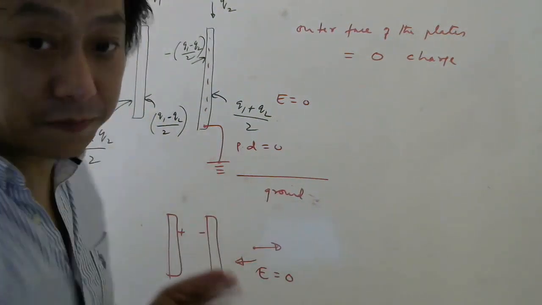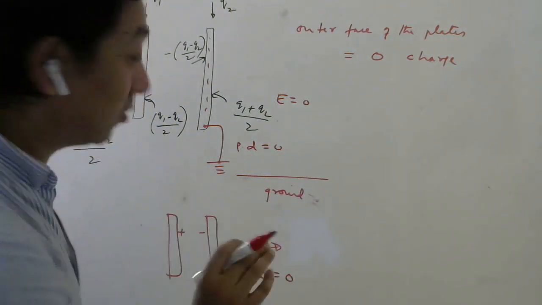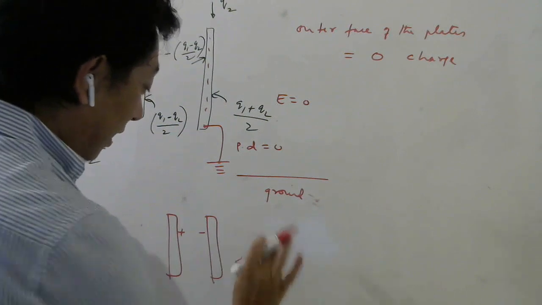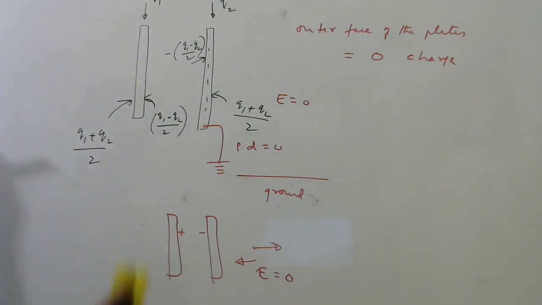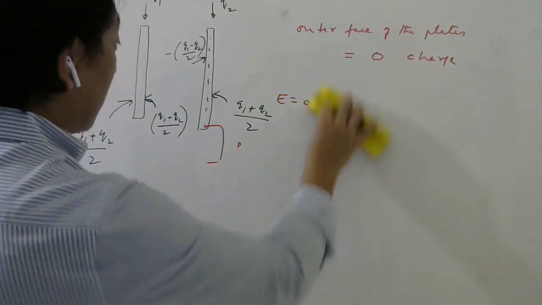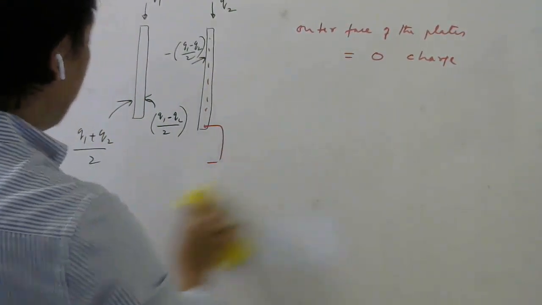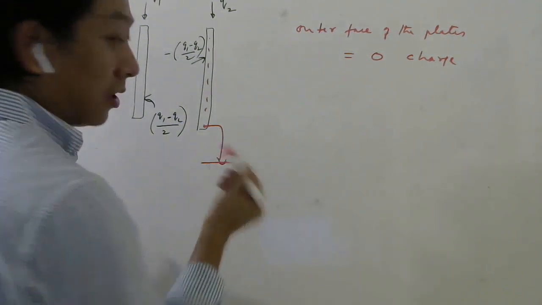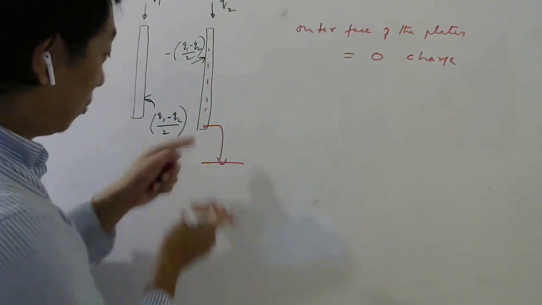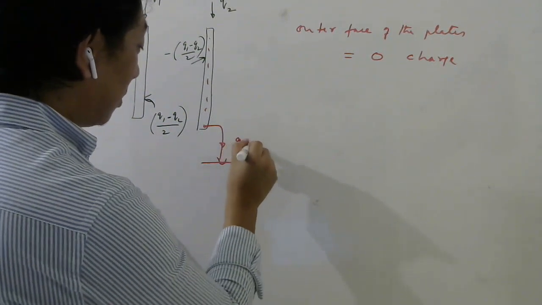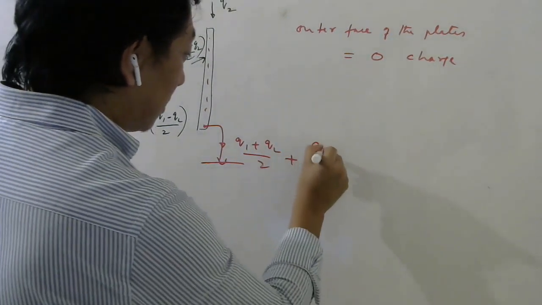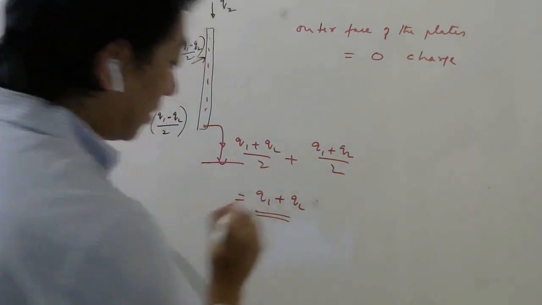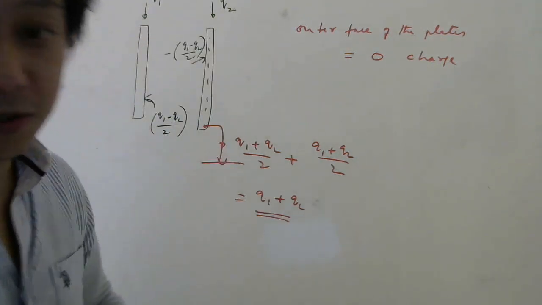So remember carefully what I am saying again and again. If you connect any one plate, this plate to ground, or this plate to ground, I don't care, the outside electric field has to be 0. That means outside there cannot be any charges. So this cannot be there, this cannot be there. So where will they go? Well, they have to go to the ground. That is the only way. And through which plate do they have to go? Through this plate only. So here the charge that will go is (Q1 plus Q2) divided by 2 plus (Q1 plus Q2) divided by 2, and that will be equal to Q1 plus Q2. So the total charge given to the system will flow to the ground.